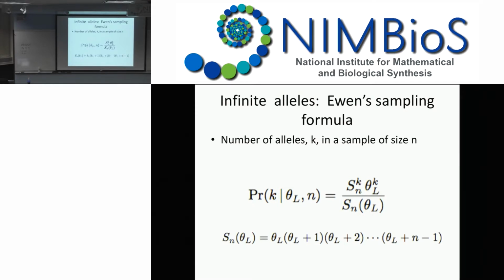The problem, of course, is this doesn't just require neutrality, it requires mutation, drift, equilibrium. And you could have neutral alleles, but not mutation, drift, equilibrium, and observe way too many or way too few alleles based upon this sampling formula.